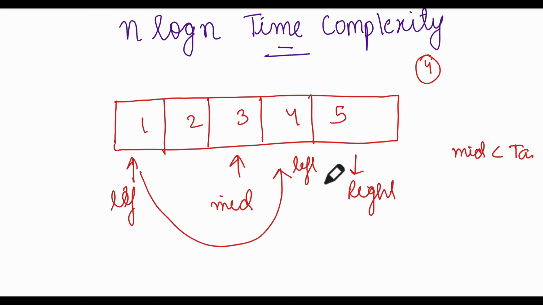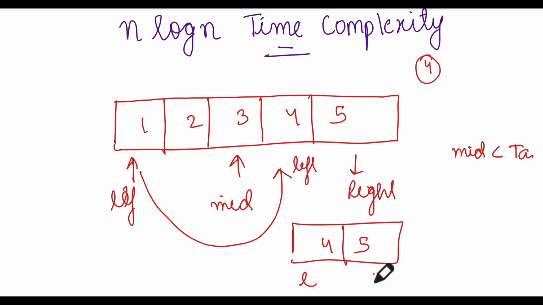After that, I will again split this and check again. This will become my mid pointer, and eventually this will be my 4 and 5, with the left pointer and right pointer here, and when I compute the mid pointer, this comes out as the midpoint as well. Now, because mid is equal to target, I'm good and I will return my result. So this is how things are done in binary search, or log n time complexity.